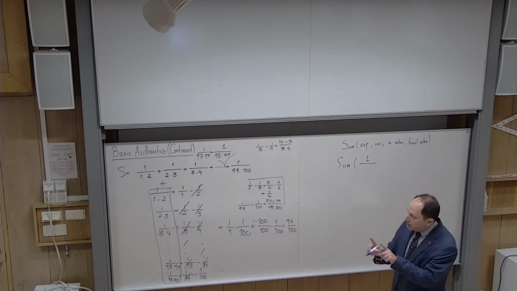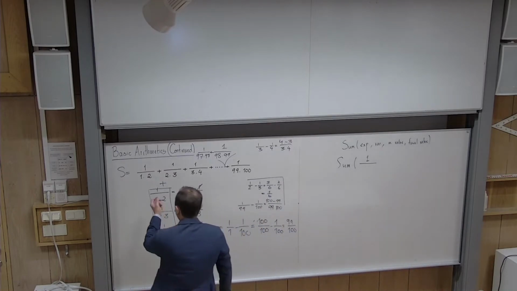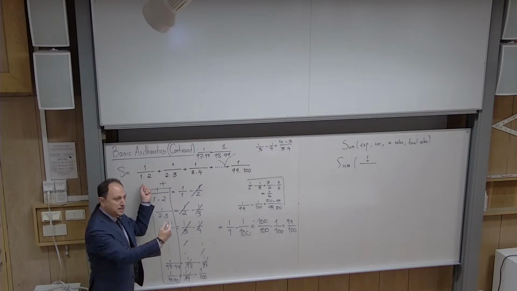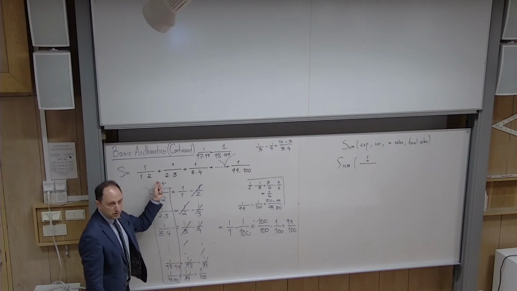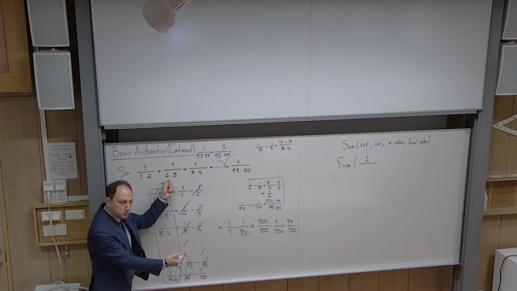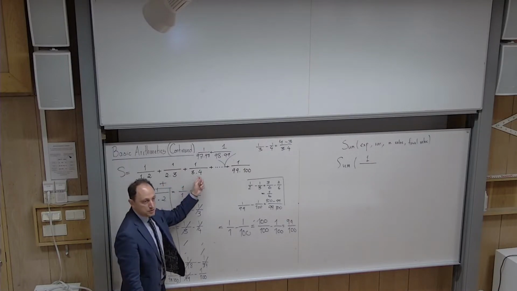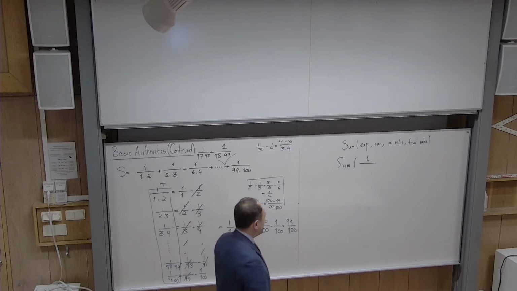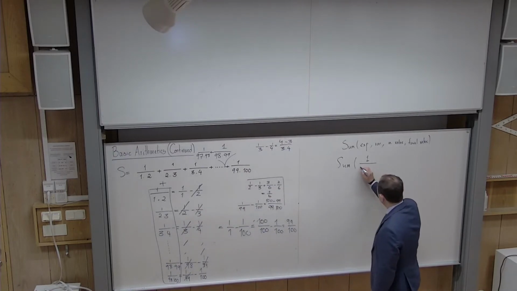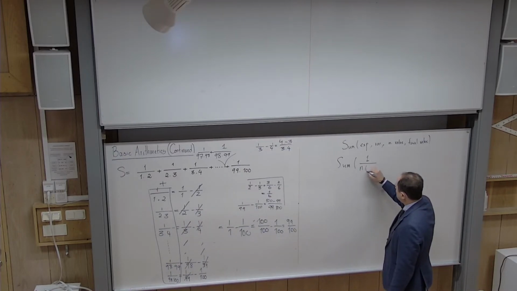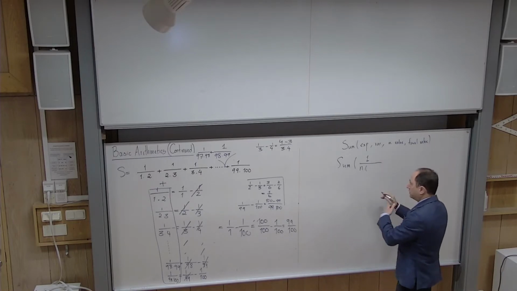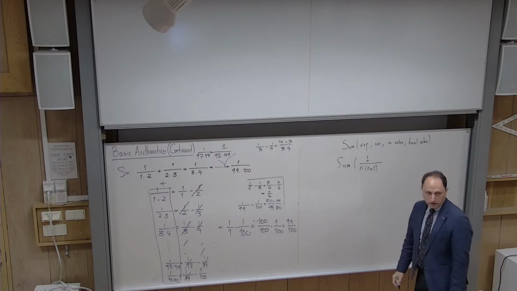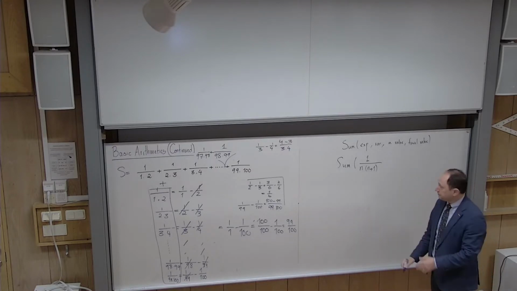But the denominators are different. But something is clear. These are consecutive numbers. 1 times the next number 2. This is 2 times the next number 3. This is 3 times the next number 4. So the pattern reveals itself. Yes? So it is a number n multiplied by what? The next number. What is the next number? n, whatever it is, 1 more. Okay? So this is the pattern.